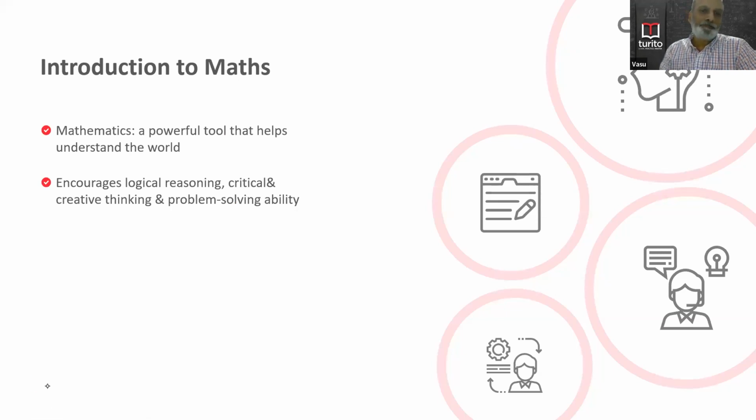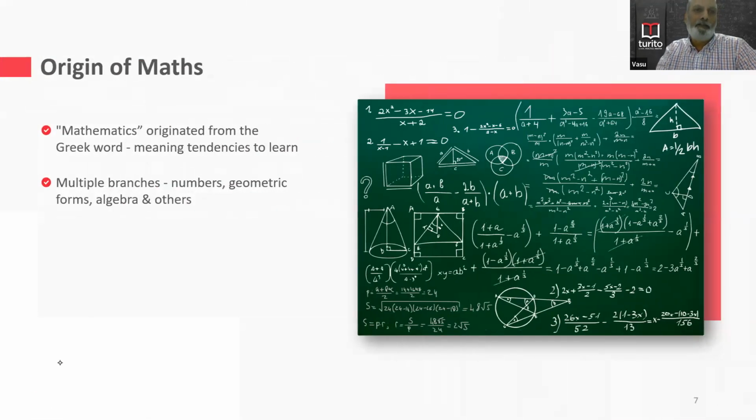Moving ahead, the origin of maths. Mathematics originated from the Greek word meaning tendencies to learn. It has multiple branches: numbers, geometric forms, algebra, and others. The origin of mathematics accompanied the evolution of social systems. Many social needs require calculations and numbers. Conversely, the calculation of numbers enables more complex relations and interactions between people.